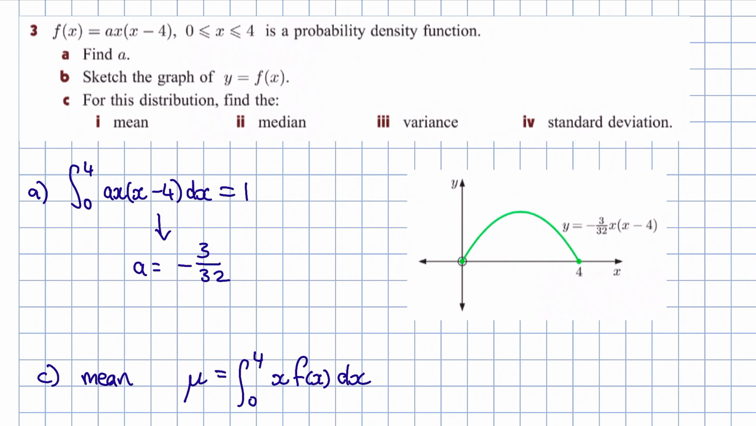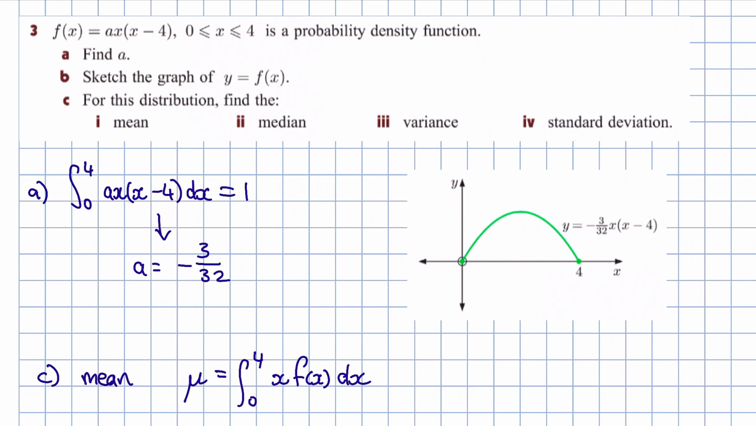So question 3. This is from 8B2. I've done part A because it's just finding the A. All right, so you've done a bit of practice of that. You can follow through to find A. We know that it's a probability density function, so the integral from 0 to 4 must be equal to 1. Go through the process and we get to A is equal to negative 3/32. So not a nice number, but it's a number.